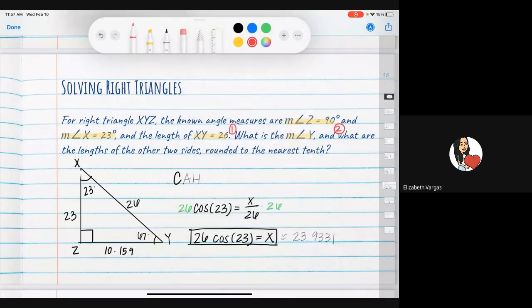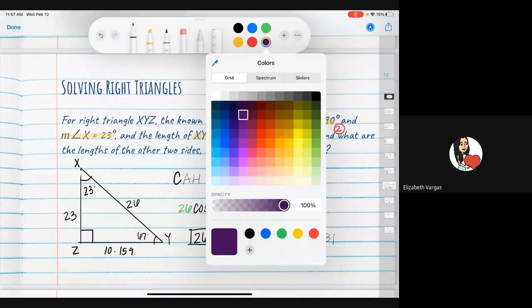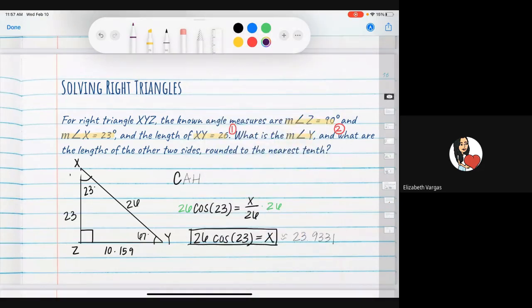So basically what you want to do is read the problem, create your diagram, and then from your diagram, be able to identify what you have. Like we did here, we identified we had an adjacent and a hypotenuse. So the best way to go about answering this was to use CAH. And just remember that we have SOH, or we have CAH, or we have TOA.